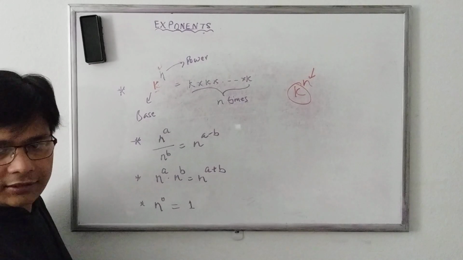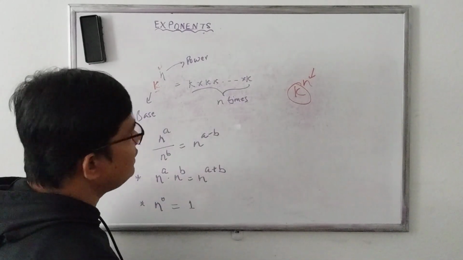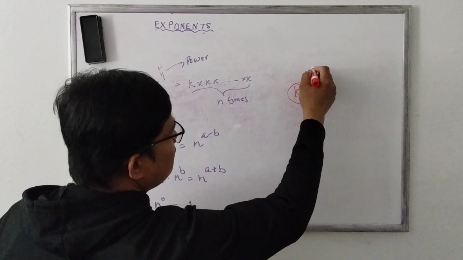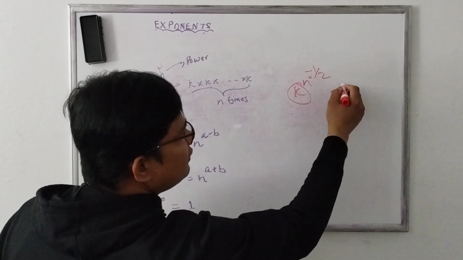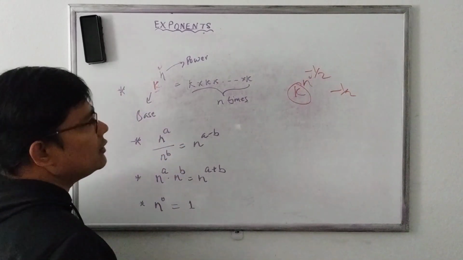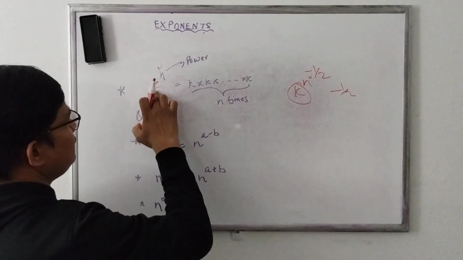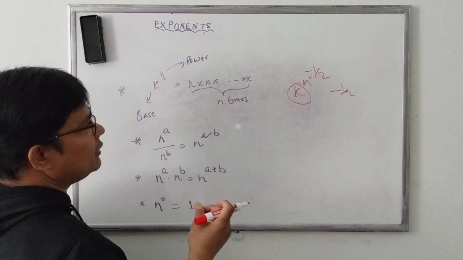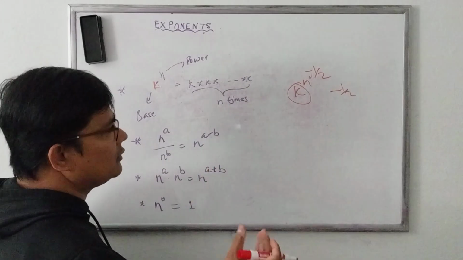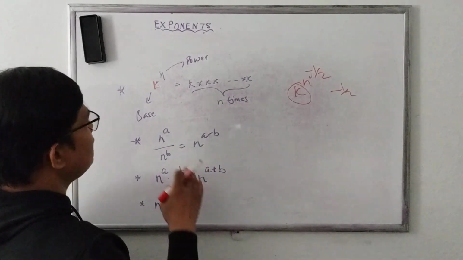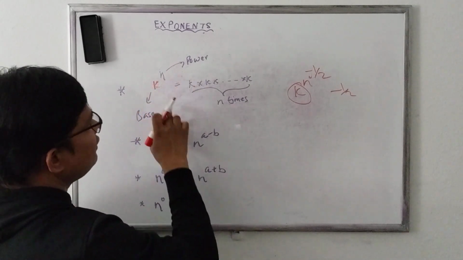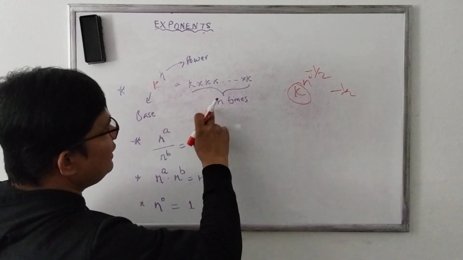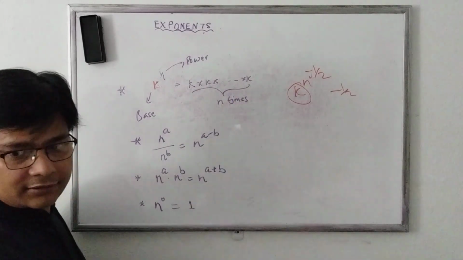It's a positive integer or negative integer, or even like a minus half or fraction, anything. So basically this is called the base and this is called the power or exponent. You can use either of these two terms. When I say k power n, it means you have to multiply k by itself n times.